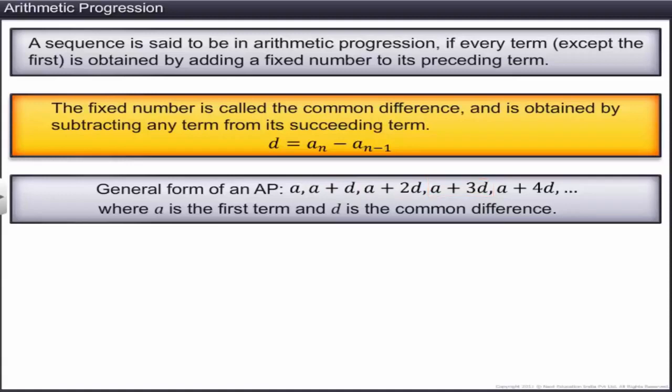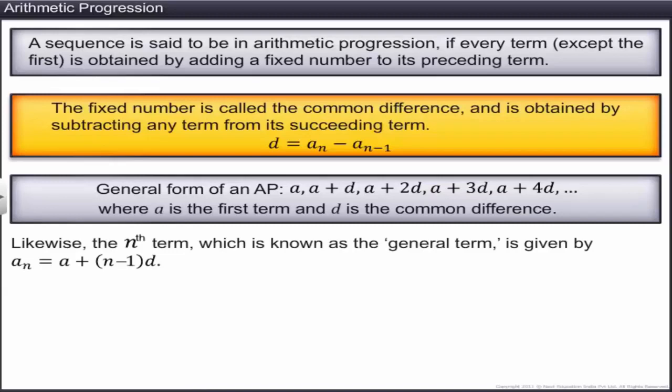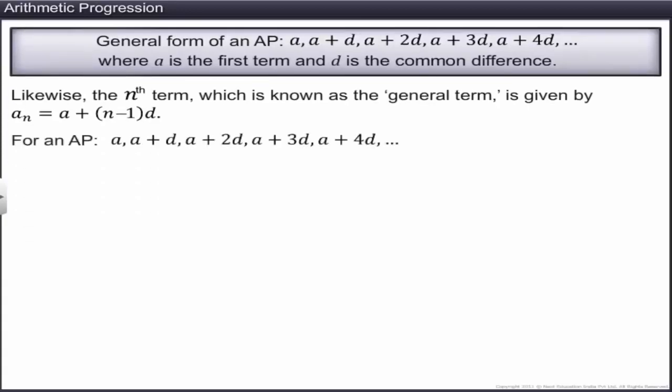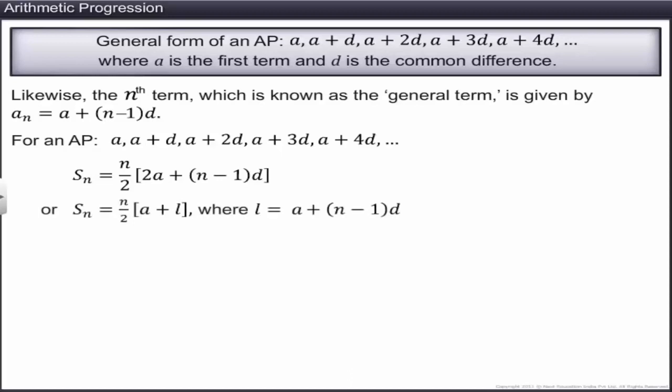Likewise, the nth term, which is also known as the general term, is denoted by a with the subscript n and is equal to a plus n-1 into d. With the help of this general term or nth term, we can find out any required term in the sequence without actually finding the preceding terms. The sum of the first n terms of an arithmetic progression is n by 2 into 2a plus n-1 into d, or n by 2 into a plus l, where l is the nth term or the last term of the arithmetic progression.